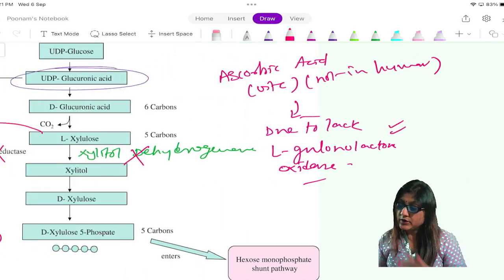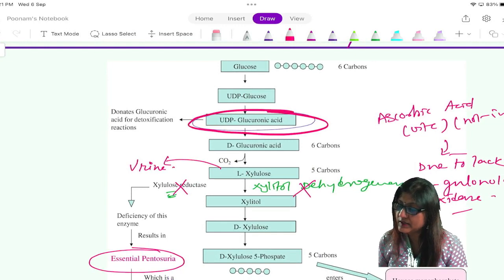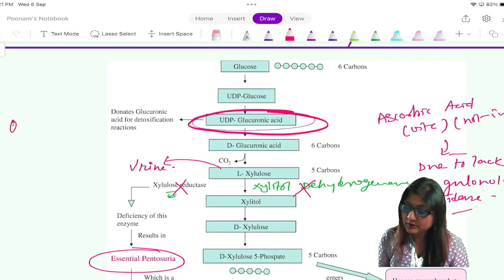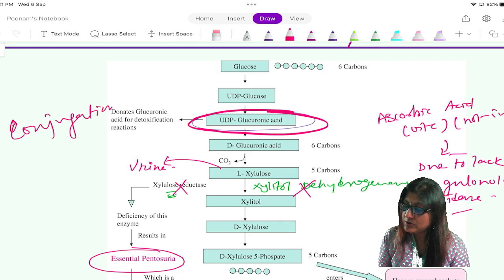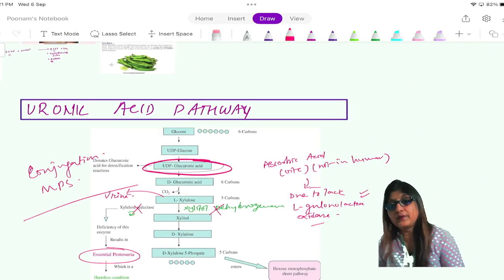So we are left with the importance of this pathway in making of UDP glucuronic acid, which is important for the biotransformation, conjugation reactions of various xenobiotics, and also for making of mucopolysaccharides, right? So this is brief regarding the uronic acid pathway.